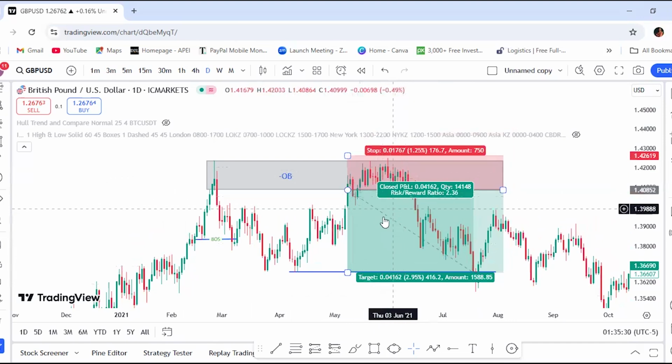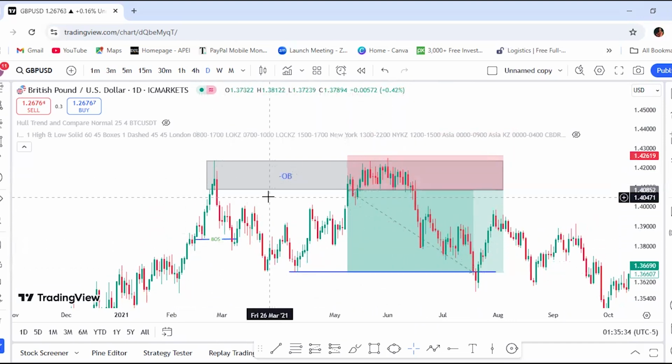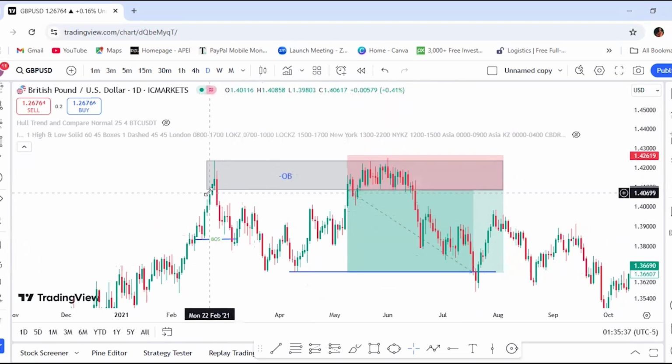So that's how you set your stop loss. That's how you look at how to set your TPs. And also that's how to identify. After marking, the first thing is to identify the structure.